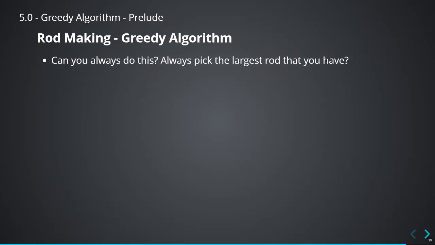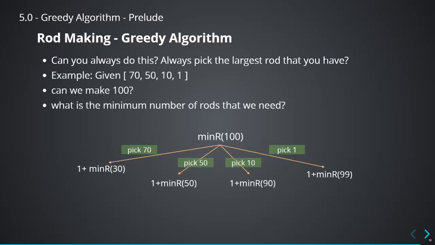By the way, can you always do this? If you always pick the largest rod that you have, will that work for every problem? How about this one? I give you 70, 50, 10, and 1. Can you make 100? All right, let's do greedy. We pick the largest rod, right? I pick 70. And then I've got to make 30, which needs 10, 10, 10. So I need 4 different rods.